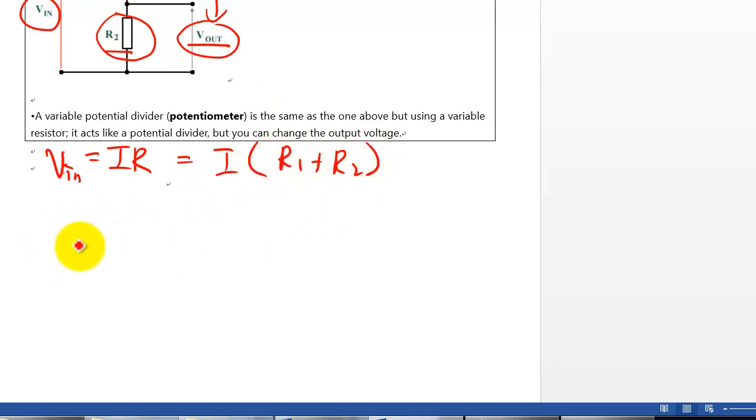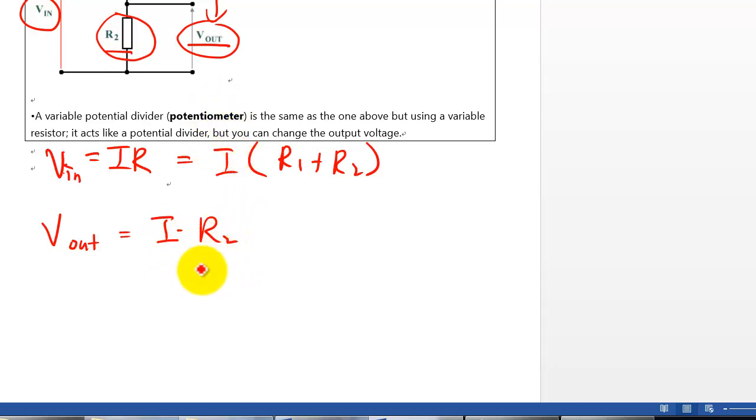This is equation 1. At the same time, you have V out equal to I times R2, because the voltage across R2 is equal to the current passing through it. But this is a series circuit, so the current stays the same for both of them. So you don't have to label I1, I2, it's all just I. And then you just have to multiply with R2.